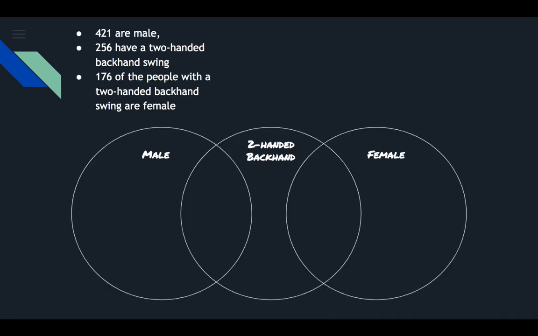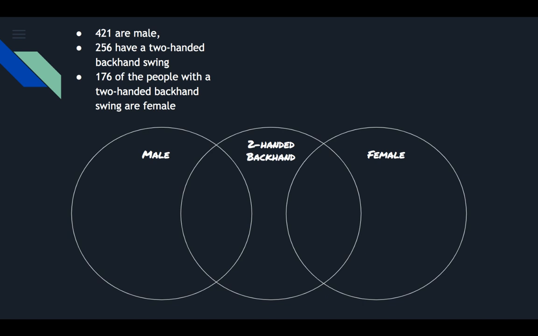Okay, so I've done that. I've got a circle for the male, a circle for the female, and a circle for the two-handed backhand. For ease of this lesson, we will say that male and female are not intersected. There's not a male and female, and there's not a female and male. We'll say they're mutually exclusive. You need to remember that term. You cannot be female and male, and you cannot be male and female in this particular assignment.